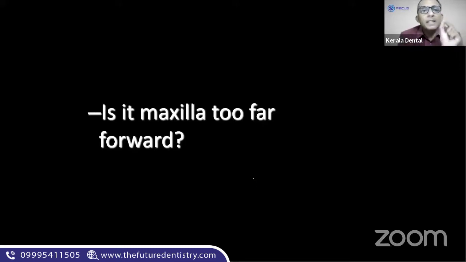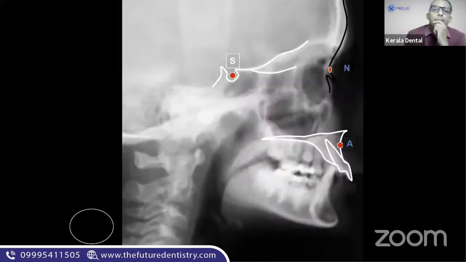How do you determine whether the maxilla is forward? For that, we have something called the A point. A point is nothing but that C-shaped curvature. Look at the central incisor. Look at the alveolar crest. From the alveolar crest to the anterior nasal spine is a C-shaped curvature. The deepest point of the C-shaped curvature is called the A point.